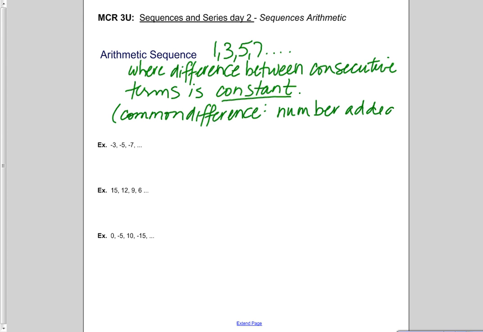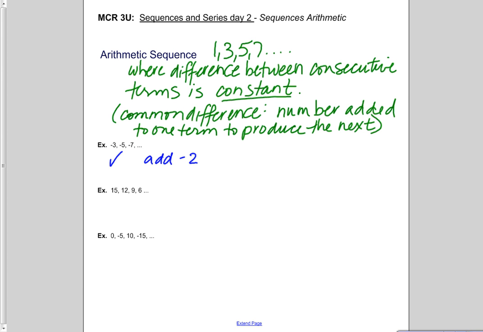Number added to one term to produce the next. There. A couple of examples for you. For instance, -3, -5, -7 would be an arithmetic sequence because we would constantly add -2 to produce the next term. So it would continue from there, -9, -11, and so on. 15, 12, 9, and 6 also would be an arithmetic sequence because we're constantly adding -3.